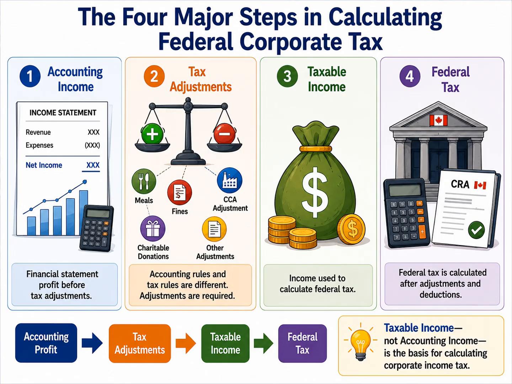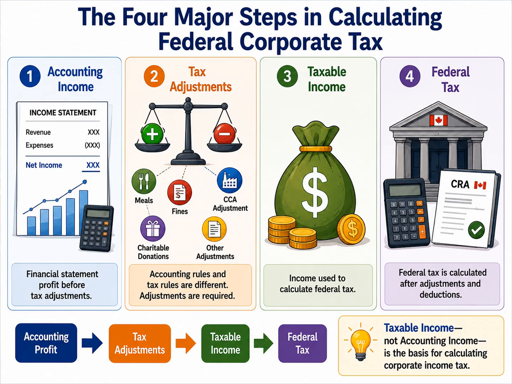The second step is making tax adjustments. Accounting rules are designed to present a fair picture of a company's financial position, while tax rules are designed to determine taxable income under the Income Tax Act. Because these objectives are different, adjustments are often required. Certain expenses may not be fully deductible for tax purposes. Some deductions are allowed only under tax legislation, and items such as capital cost allowance replace accounting depreciation. Other adjustments may include charitable donations, fines and penalties, meals and entertainment limitations, and various tax-specific provisions.